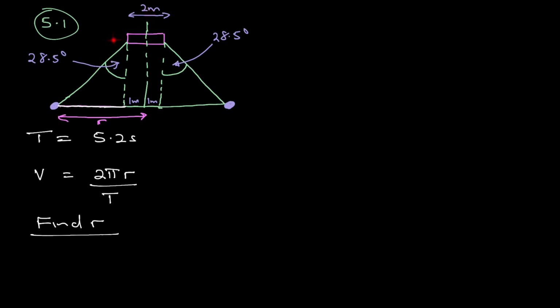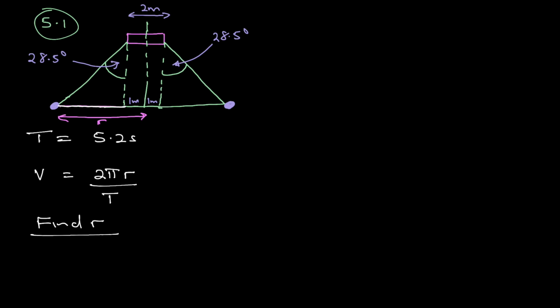Question 5.1. We need to show that the linear speed of the acrobats is about 4.5 meters per second. So here's the diagram, and these are the acrobats here. We've got this angle here, and we have to use trigonometry because we need to find the radius from there to there. We already know from there to there is 1 meter, but we need to find this part. Once we find this, we can add it to 1 meter. That will be the radius.